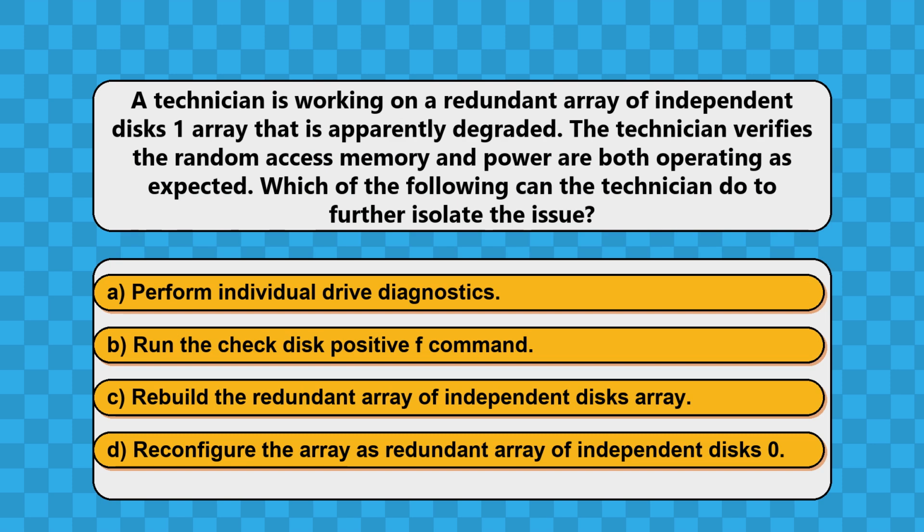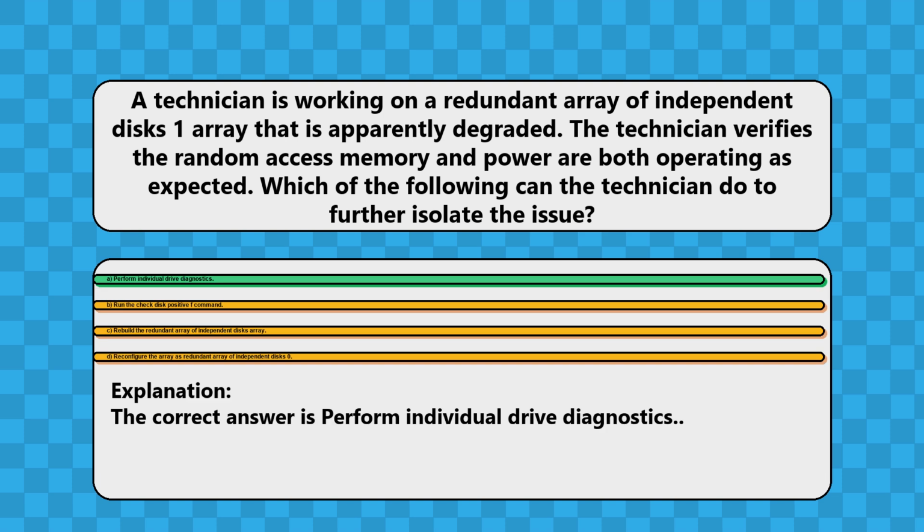Question 26. A technician is working on a redundant array of independent disks array that is apparently degraded. The technician verifies the random access memory and power are both operating as expected. Which of the following can the technician do to further isolate the issue? Option A, perform individual drive diagnostics. Option B, run the check disk positive F command. Option C, rebuild the redundant array of independent disks array. Option D, reconfigure the array as redundant array of independent disks 0. The correct answer is option A, perform individual drive diagnostics.